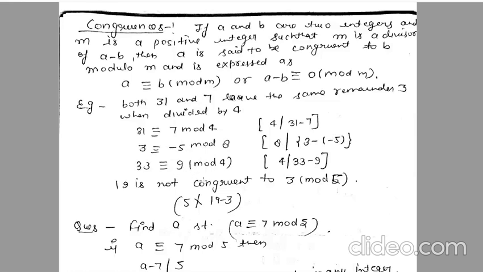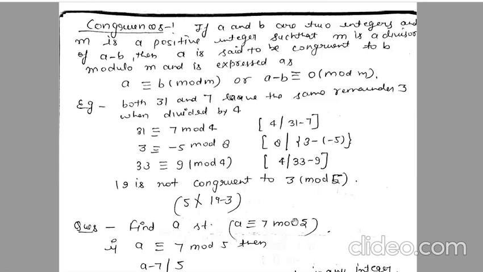33 is congruent to 9 modulo 4. So 4 divides, that means if 4 divides 33 minus 9. So yes, 4 divides 33 minus 9. So 19 is not congruent to 3 modulo 4 because 5 does not divide 19 minus 3. Then another example: if I'm saying that 19 is congruent to 3 modulo 5, this is not possible because 5 does not divide 19 minus 3, right?